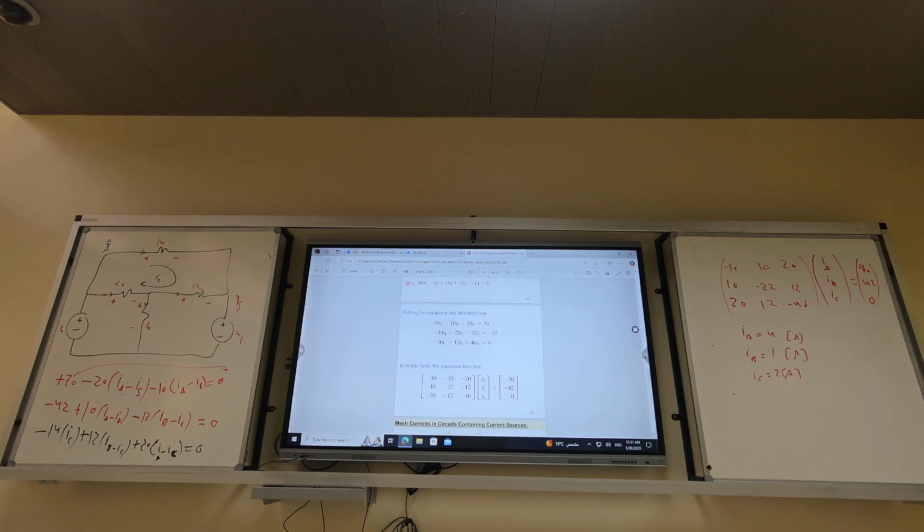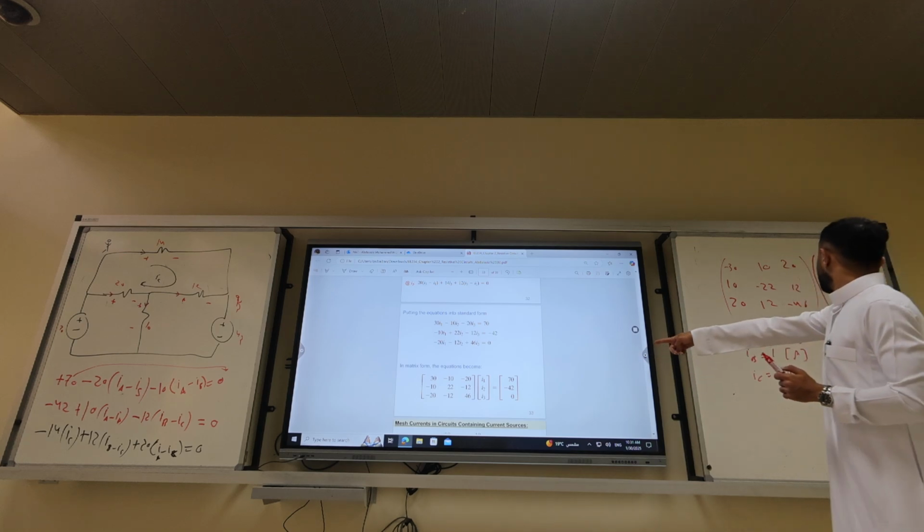Get it? You can use Dr. Atiyah's method. The only difference is just the KVLs will be negative of my KVLs. The final answer will be the same. Of course, if it's not the same, then something is wrong, usually with the passive sign configuration. Usually.